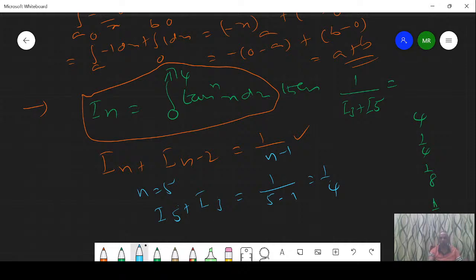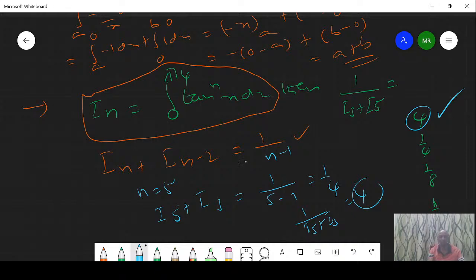So be careful. This is 1 by n minus 1. This is 1 by 4. Your answer is 1 by 4. Be careful: this is 1 by 4, which means we want the reciprocal of that. If you take the reciprocal of 1 by 4, it will be 4. By mistake it will be 1 by 4, but again we want the reciprocal, so the answer is 4. Correct? 4 is the required answer.